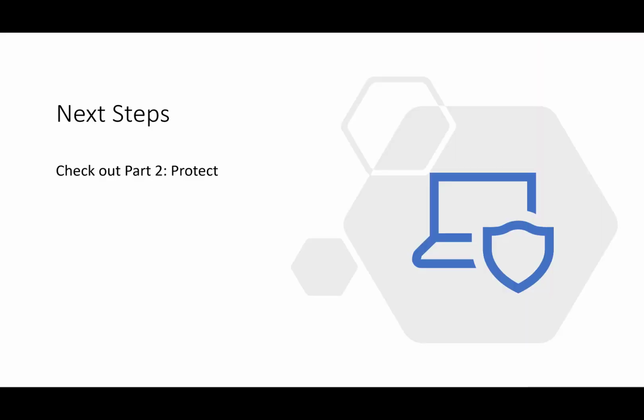So next steps, this is the end of this video guide. Next steps is going to be checking out part 2, where we look at the Protect core function and go through the categories of that and map it to the M365 business solution as well.